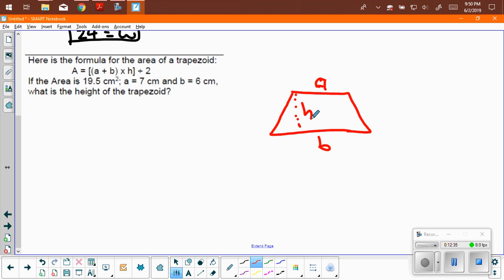Okay, if the area is 19.5 centimeters squared, and the given is A and B, what is the height of the trapezoid? Okay.